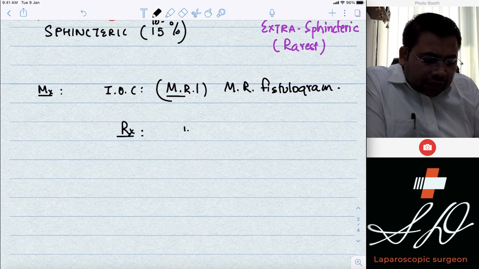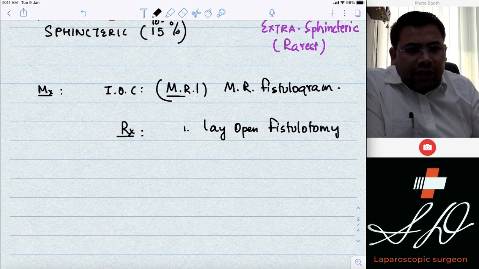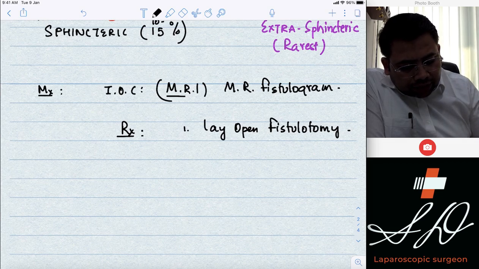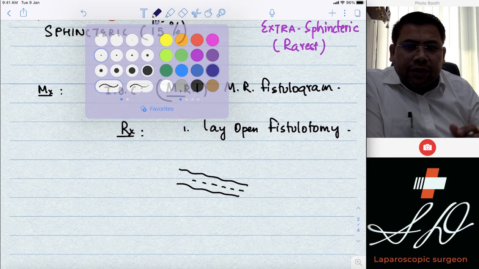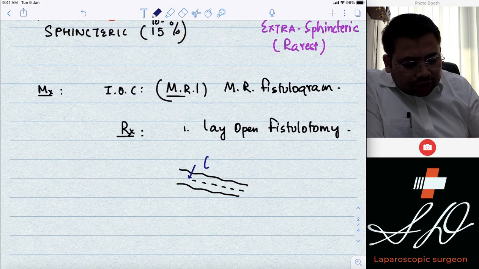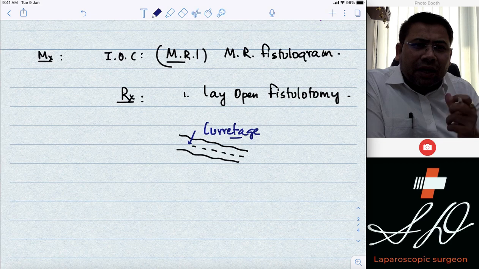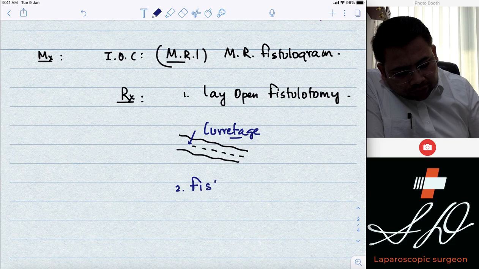When it talks about the treatment, there are many options. Yes, one is lay open fistulotomy. What is lay open fistulotomy? Try to understand this thing. If you talk about lay open fistulotomy, you will just open up this tract. This is lay opening, and then you will do the curettage of this thing. So basically, this is a debridement of the what? Yes, unhealthy tissue.